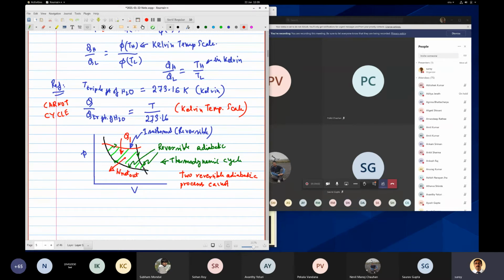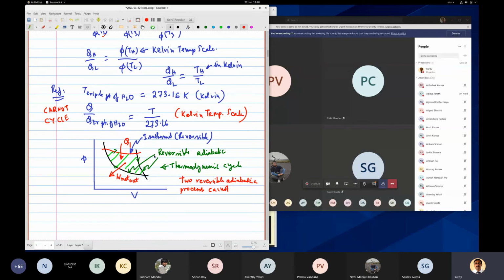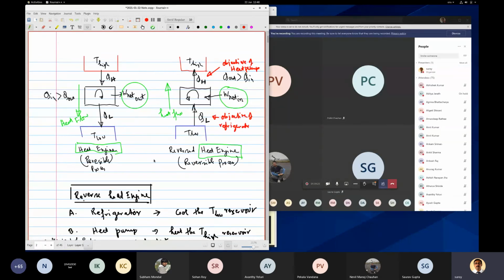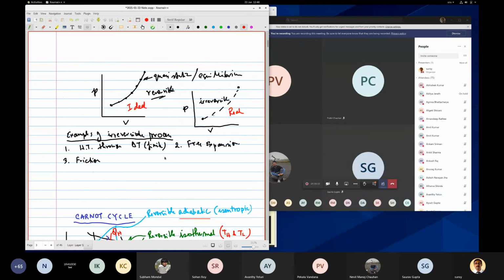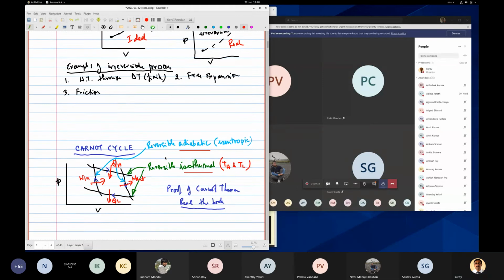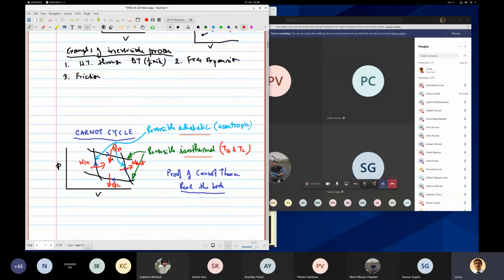Now, let us construct a cycle like this, and let us see if it is feasible. So, I told you the Carnot cycle where we have two isothermal, one Q coming in, one going out, and two reversible adiabatic, right? That is what I had told you earlier, right? Let us go back and see. That was the reversible Carnot engine.